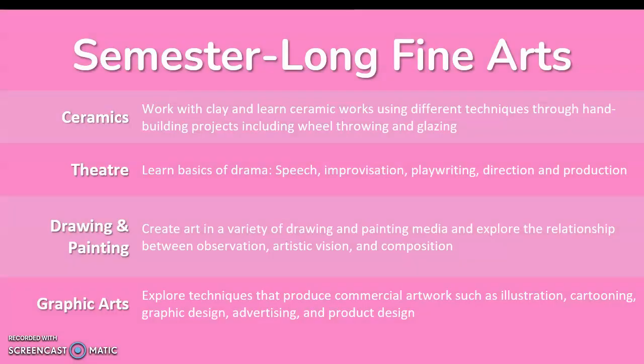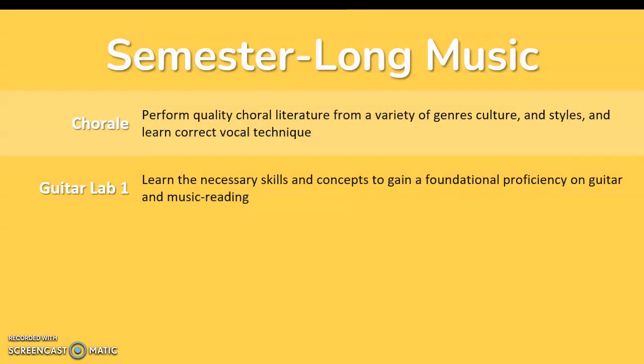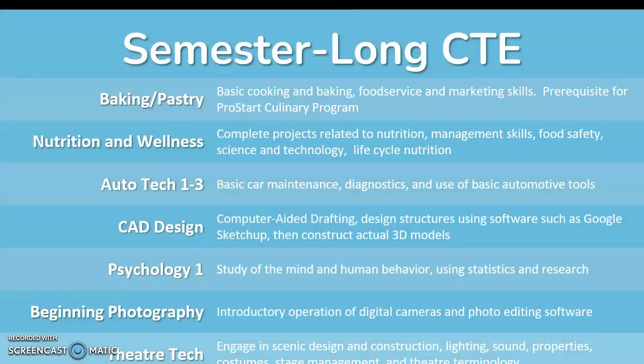These are some of the semester-long fine arts classes that you can take. And here's some examples of students in action in some of our art classes at the school. We have music classes as well, so chorus and guitar are options for you for art credit. Other year-long CTE electives include AP Computer Science, and then we also offer journalism and a yearbook class as well.